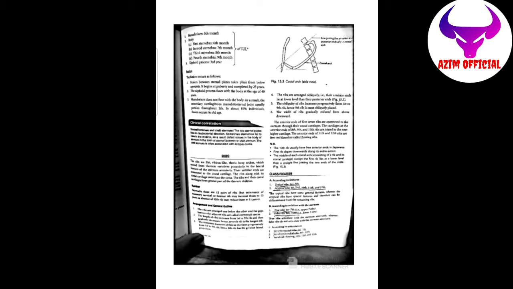Just know. The first rib slopes downwards along its entire extent, and the middle of each costal arch, consisting of a rib and its costal cartilage, except the first rib, lies at a lower level than a straight line joining the two ends of the costa.